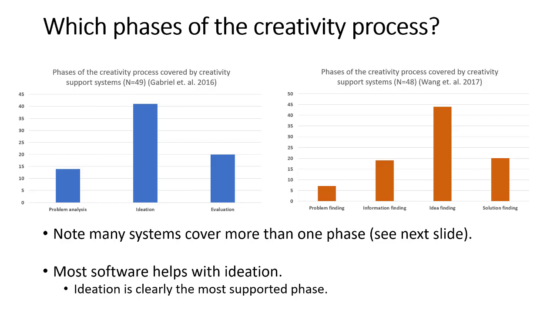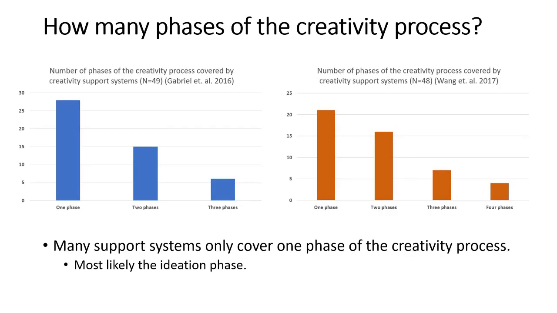and we're going to talk about this more in the next slide. Now, the main thing to take away from looking at these graphs is that it is very clear that most of the software is designed to at least help with the ideation phase. So ideation is clearly the phase of the creativity process which a lot of the software is designed to actually help a user during.